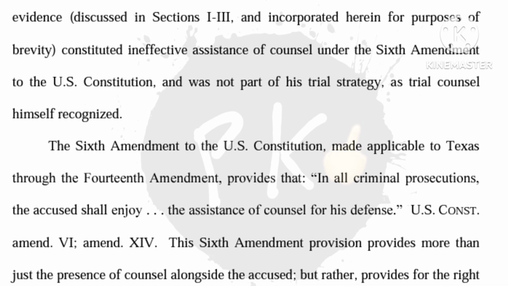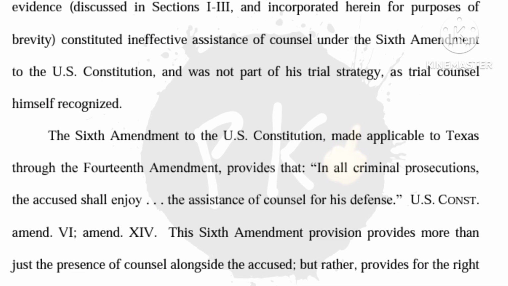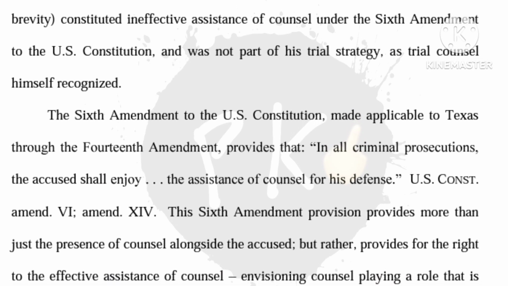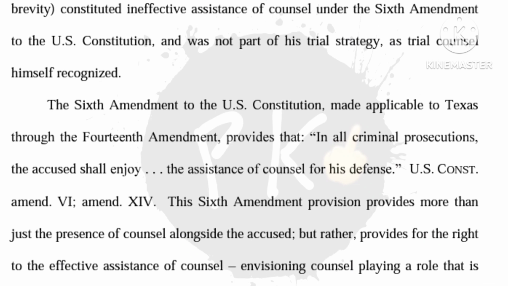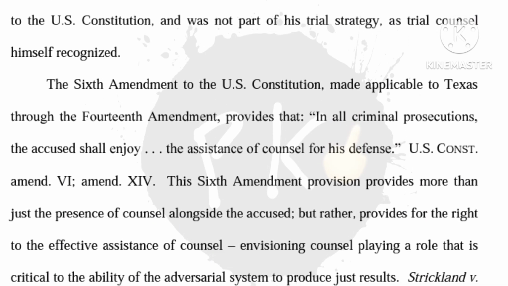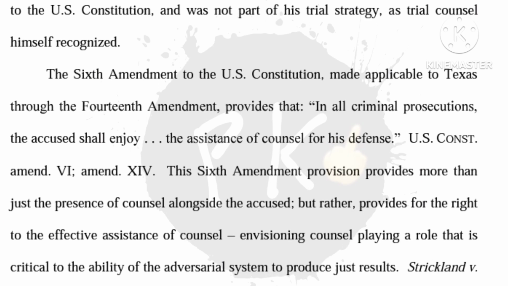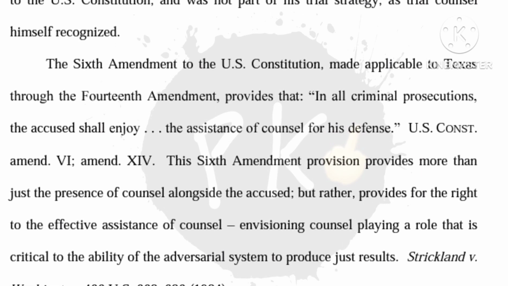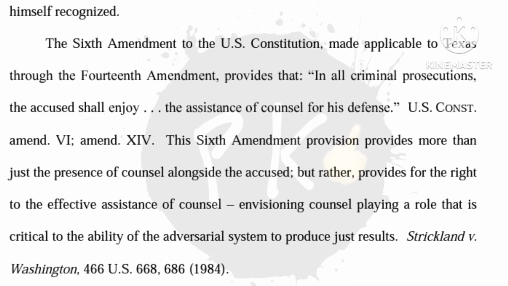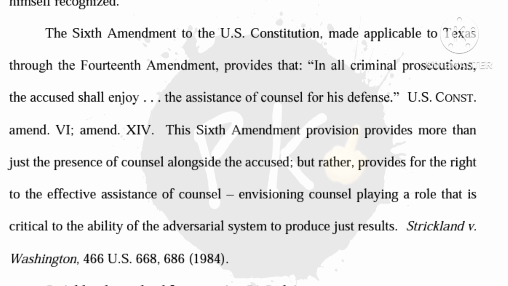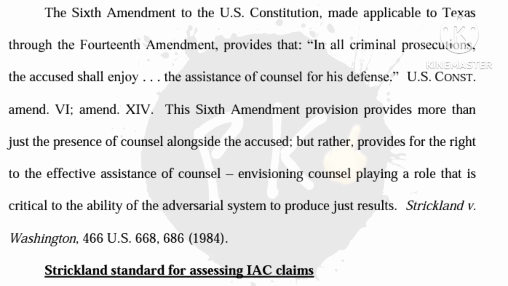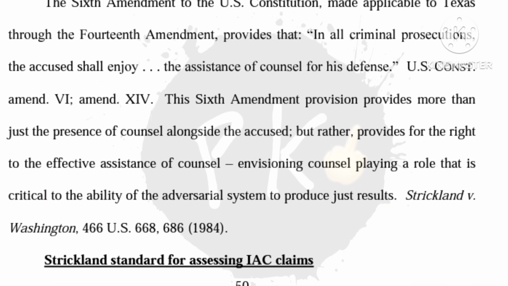The Sixth Amendment to the US Constitution, made applicable to Texas through the 14th Amendment, provides that in all criminal prosecutions the accused shall enjoy the assistance of counsel for his defence. This Sixth Amendment provision provides more than just the presence of counsel alongside the accused, but rather provides for the right to the effective assistance of counsel, envisioning counsel playing a role that is critical to the ability of the adversarial system to produce just results.